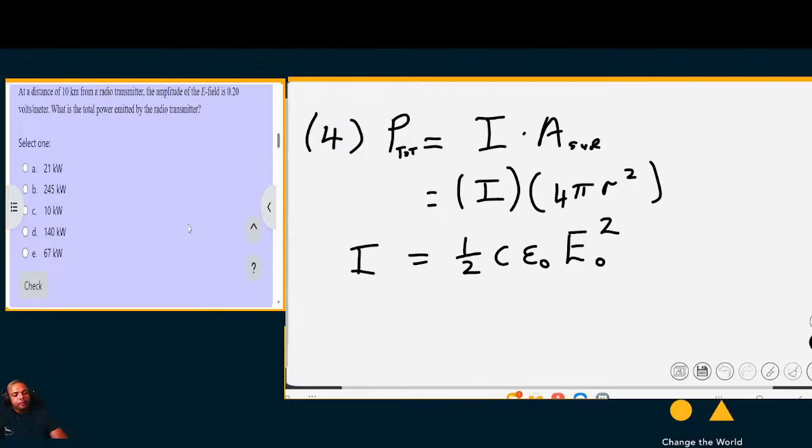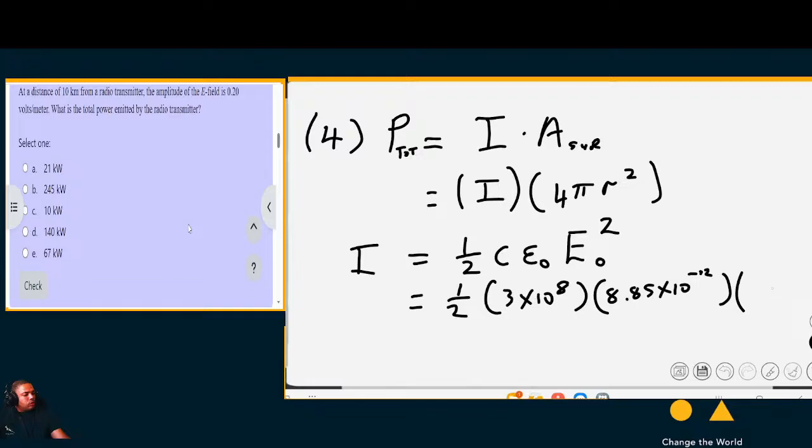So it will be a half times the speed of light, 3 times 10 to the 8, times the permittivity of free space, 8.85 times 10 to the negative 12. These formulas, by the way, are in your formula sheet, I should think. The reason why it's permittivity and not permeability is because it's the electric component of an EM wave.